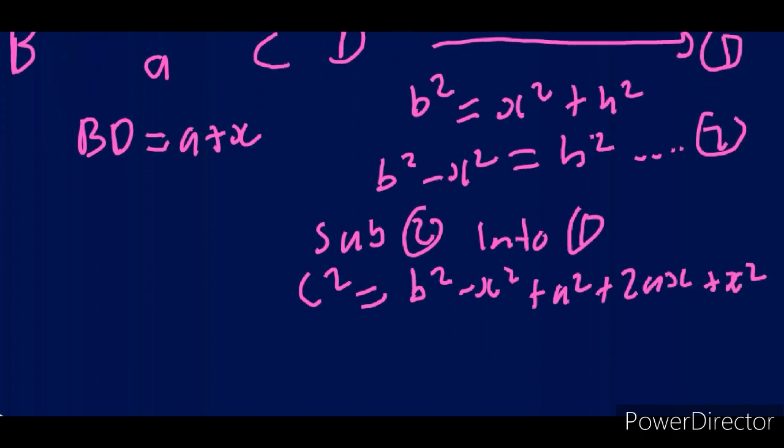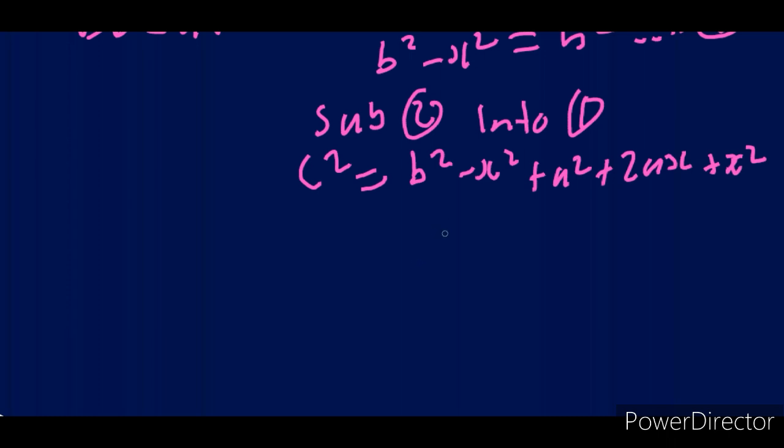So this is what we have so far. Let's group like terms. We notice that this and this are like terms, so we're going to end up having c squared. These two will just cancel out. Then we're going to end up having b squared plus a squared plus 2ax, and we can just rearrange them.